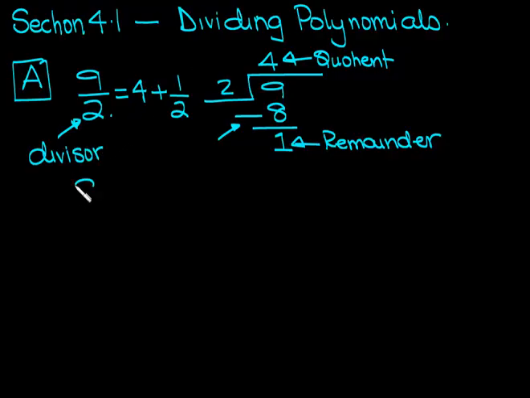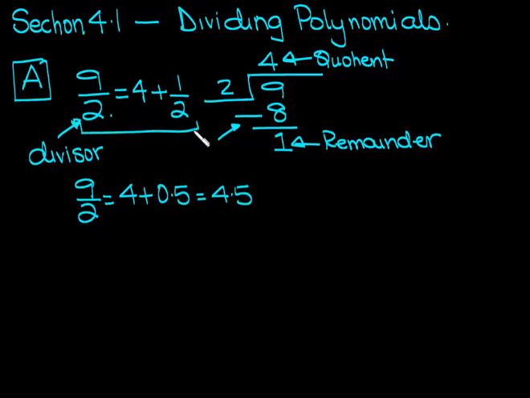So you can clearly see 9 divided by 2 can be written as 4 and 1 over 2. If you want to convert that to a decimal, it's 0.5, which will give you 4.5, because half is 0.5. Or you could leave it just like this. So that's one thing to note that we've done before in algebra.